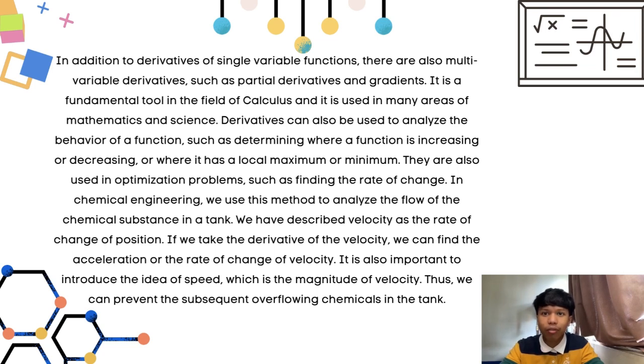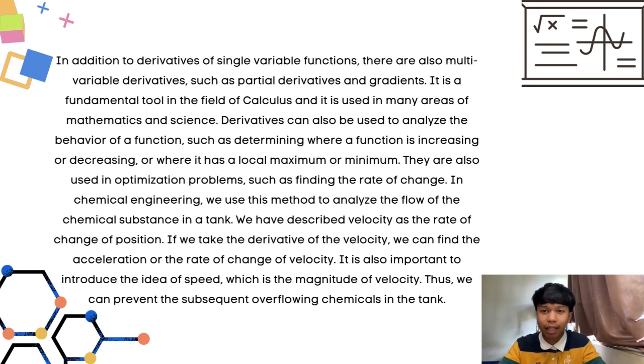We have described velocity as the rate of change of position. If we take the derivative of the velocity, we can find the acceleration or the rate of change of velocity. It is also important to introduce the idea of speed, which is the magnitude of velocity. Thus, we can prevent the consequences of overflowing chemical in the tank.